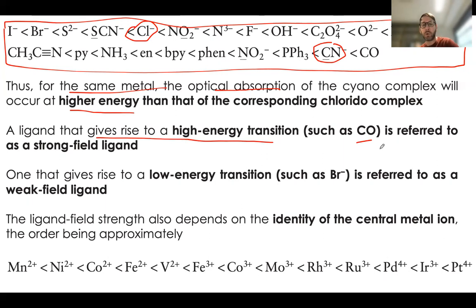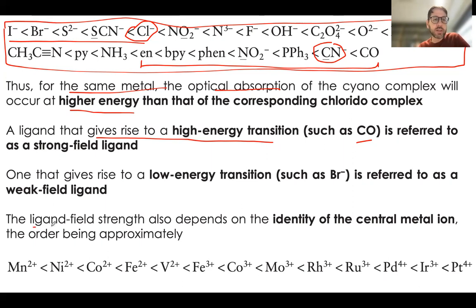So a strong separation between T2g and Eg levels. So these ligands, for example, can be considered strong field ligands. Similarly, ligands that give rise to low energy transitions, such as the ones here, are referred to as weak field ligands. So in addition to the identity of the ligands through the spectrochemical series, for the same ligand but different metal atoms, we also see a difference.